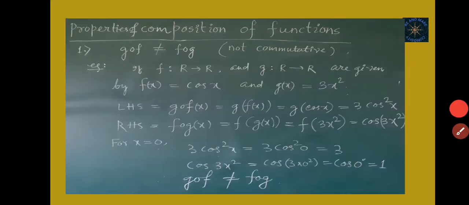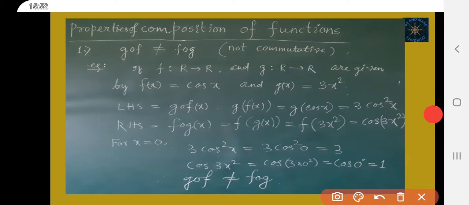Now come to properties of composition of function. The first property is gof is not equal to fog. They are not commutative. So composition of function is not commutative. Here gof is not equal to fog.